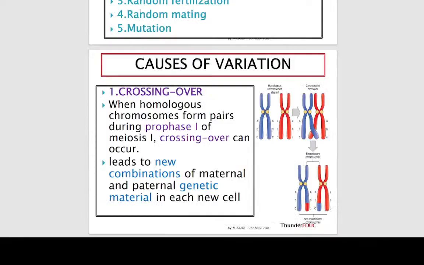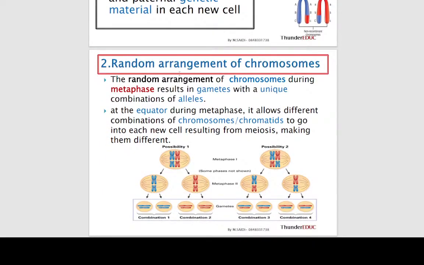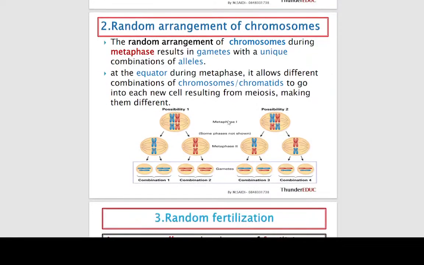Number two, you talk about random arrangement of chromosomes during metaphase. I'm going to give you an example here of how this random arrangement leads to different combinations.